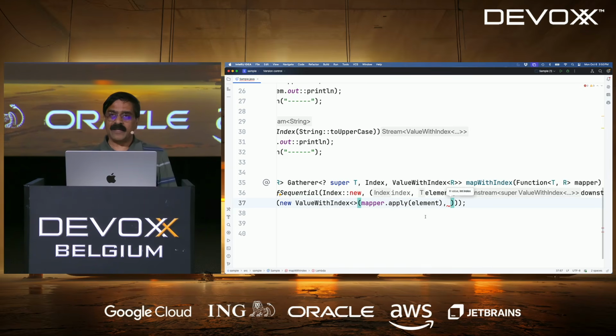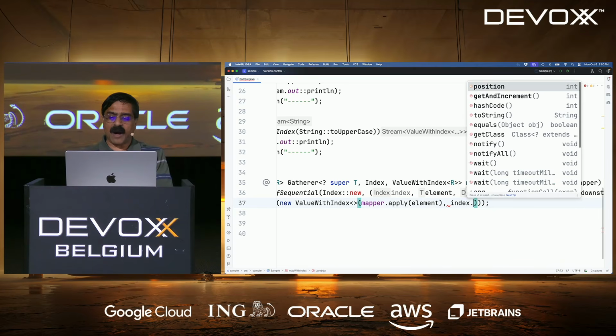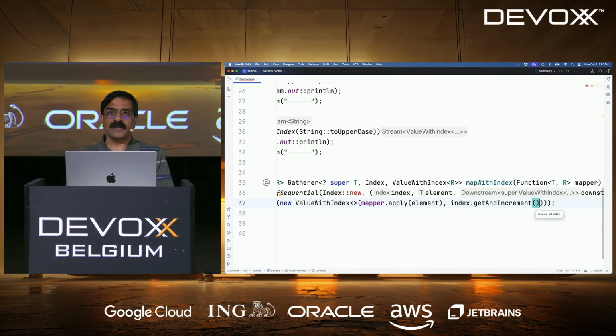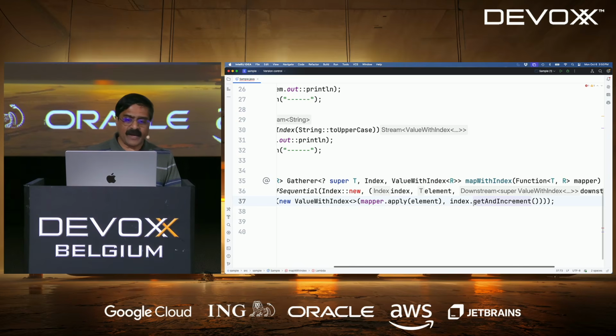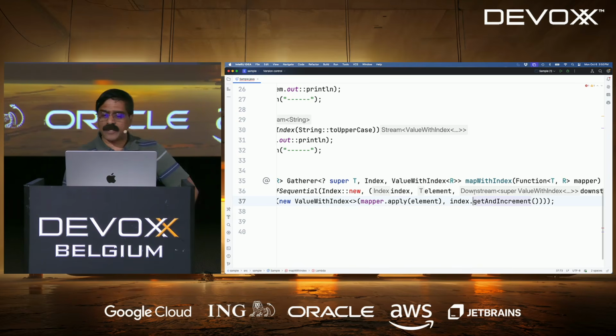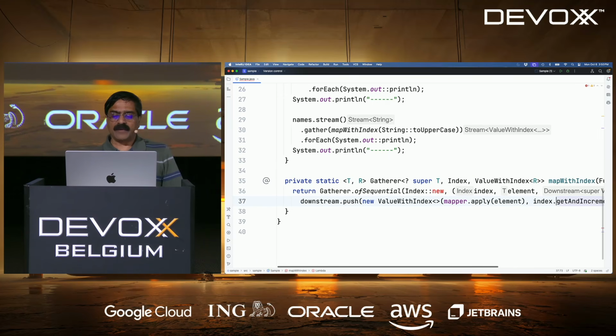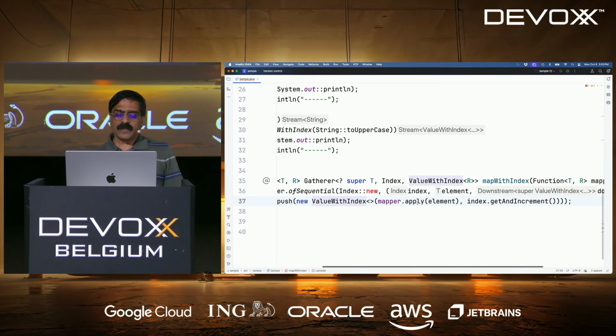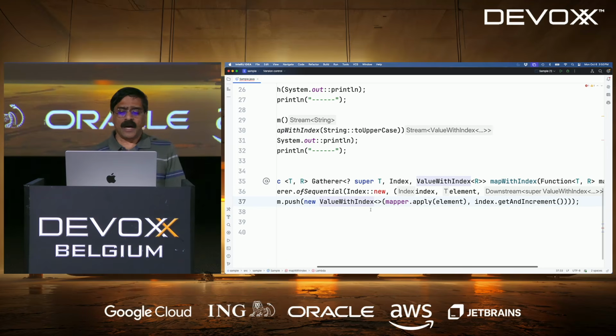The next one, I have to increment the index. Thankfully, the index is given to me right there. So index dot getAndIncrement. So that's basically what I'm going to pass down as well into this particular stage. So we have an Index::new, and then we also took the index, took the element, took the downstream, and we are telling it that I want to push to the downstream the ValueWithIndex, where that's going to be the apply and then the getAndIncrement. Almost there, right? Almost there.